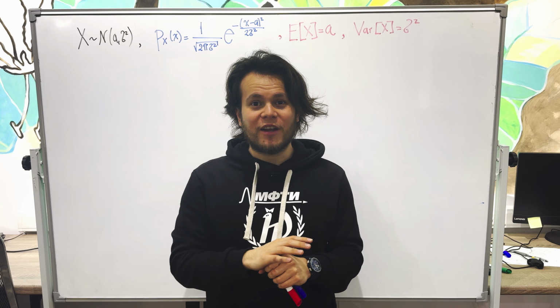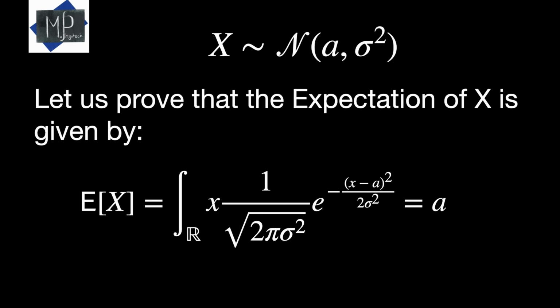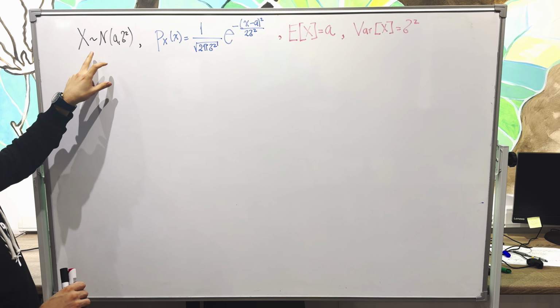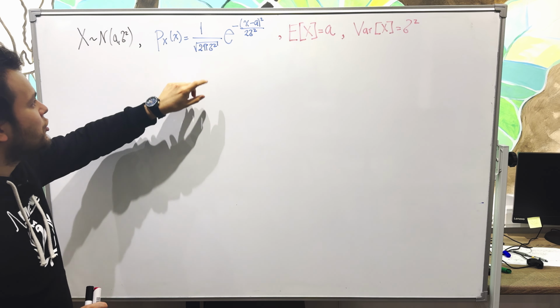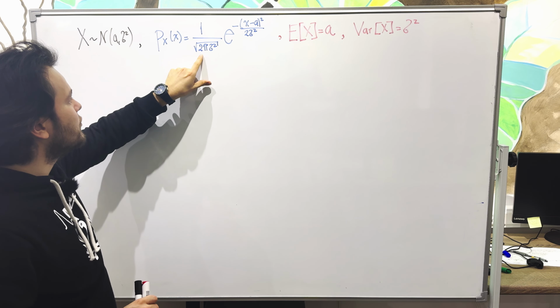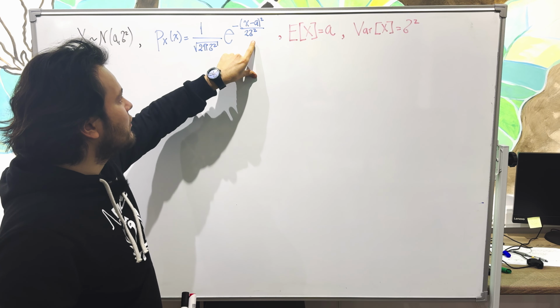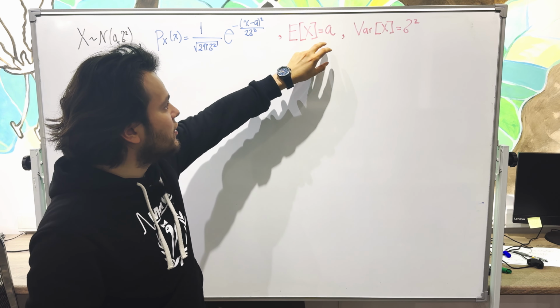Let's compute the expected value and the variance of the normal distribution with parameters a and sigma squared. Here we have some random variable x with normal distribution and parameters a and sigma squared. This is the PDF, which is given by 1 divided by the square root of 2 pi sigma squared, times e to the minus (x minus a) squared divided by 2 sigma squared. We need to prove that the expected value of x equals a.